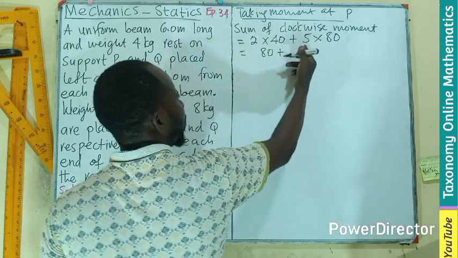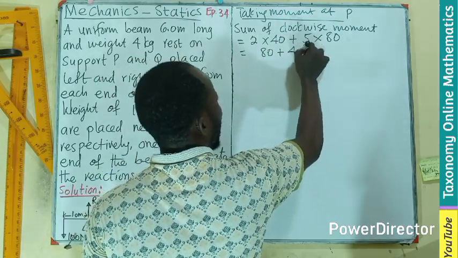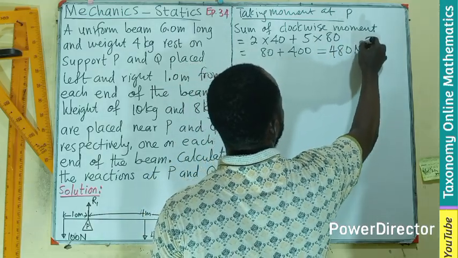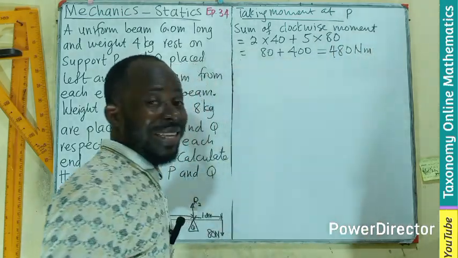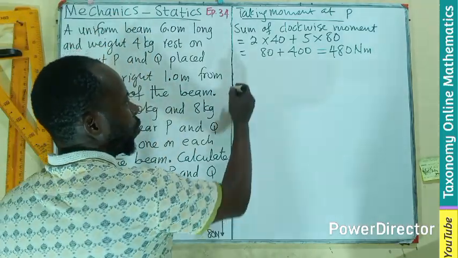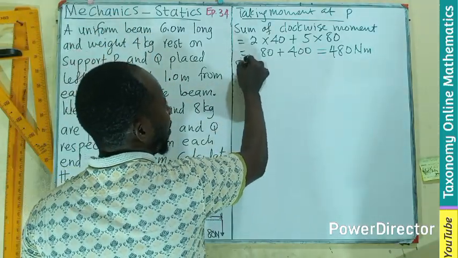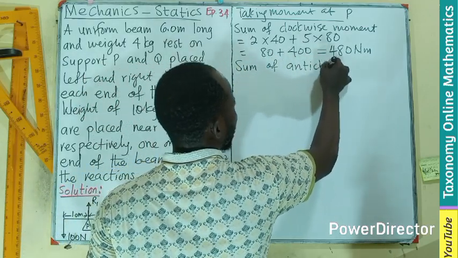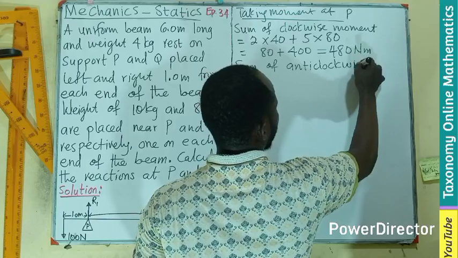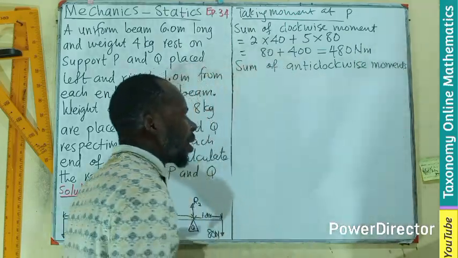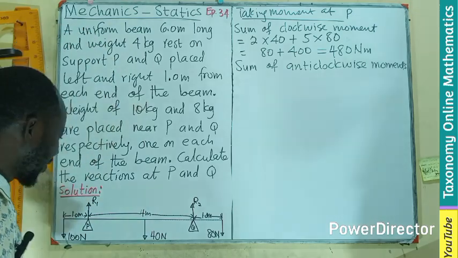This will be giving you 400, and that will be 480 Newton meter. So that is giving us the sum of the clockwise moment. Let's go to anti-clockwise. So the sum of the anti-clockwise moment.